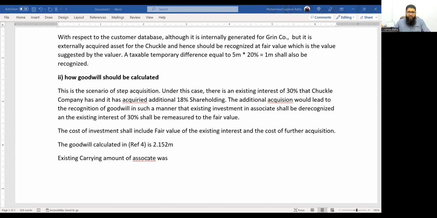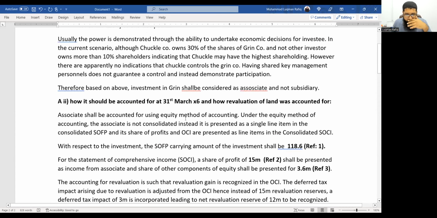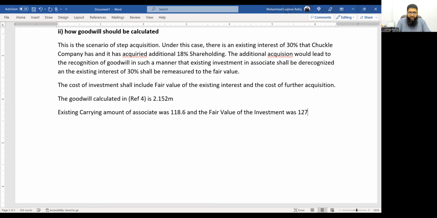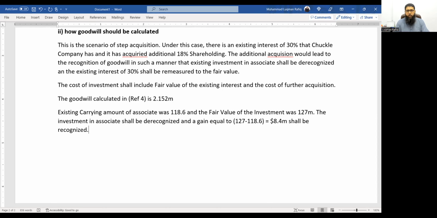So you would say the existing carrying amount of the associate, which we did calculate in the first part, was 118.6, and the fair value of the investment was 127 million. The investment in associate shall be derecognized, and again, 127 minus 118.6 is equivalent to 8.4 million, which shall be recognized.